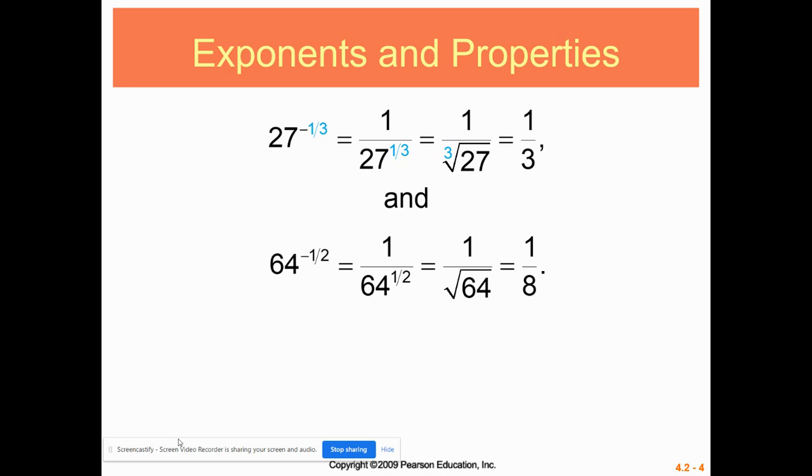Here's a couple of examples where the exponent is negative. So remember, negative exponents tell you to take the reciprocal. So 27 to the negative 1/3 is equal to 1 over 27 to the positive 1/3. The 1/3 power translates to the cubed root. So now we have 1 over the cubed root of 27, which is 1 over 3. In a similar way, 64 to the negative 1/2 is equal to 1 over 64 to the 1/2 power. The 1/2 power translates to the square root of 64, so we have 1 over 8.